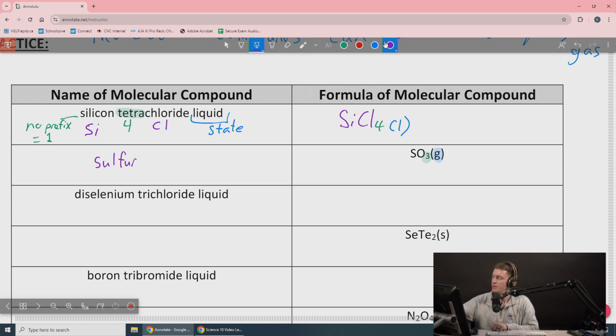The second element gets its name changed to the "ide" ending. So this is sulfur oxide. But we need to tell the reader how many oxygens are in this sulfur oxide. So we do that with a prefix, sulfur trioxide, because that's our prefix for 3 over here. Because we have this 3, we know that we have to have the prefix tri. And we should say the state. This is sulfur trioxide gas.